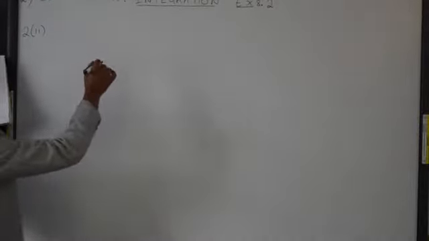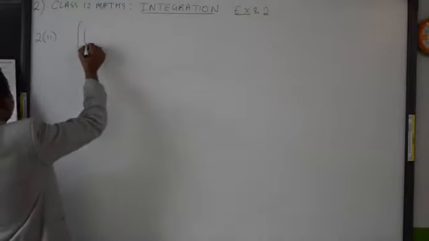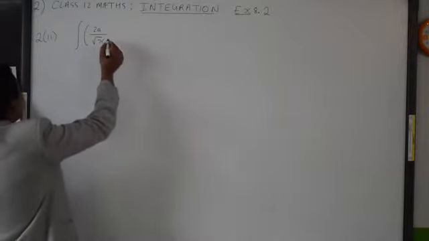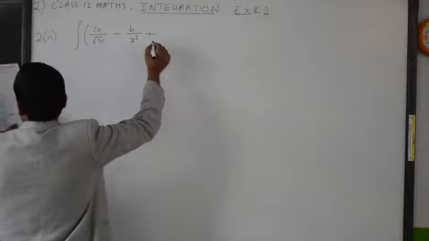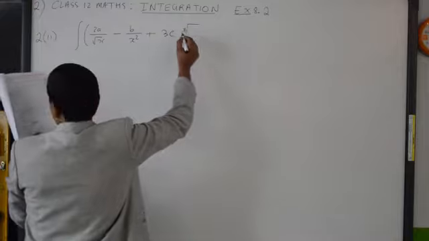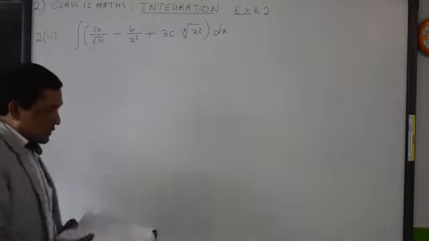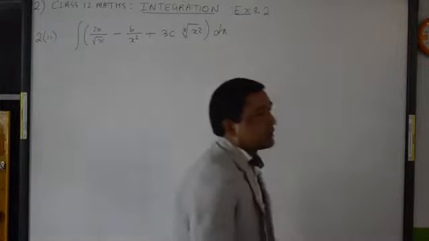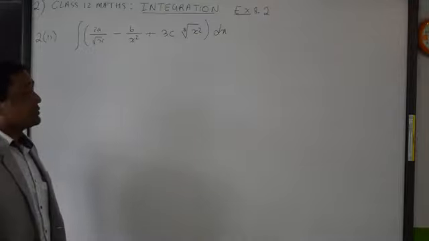The question asks to evaluate the integration of (2a divided by square root of x, minus b x square, plus 3c cube root of x square) dx. First convert this expression into simple form. You can't do the integration directly. First we need to convert this expression into simple form, then only we will do the integration.